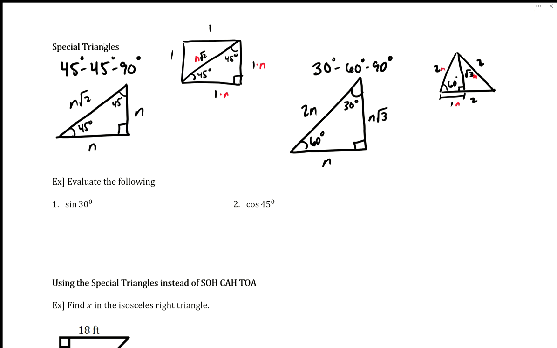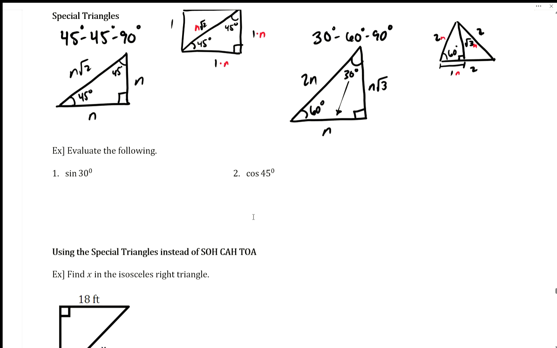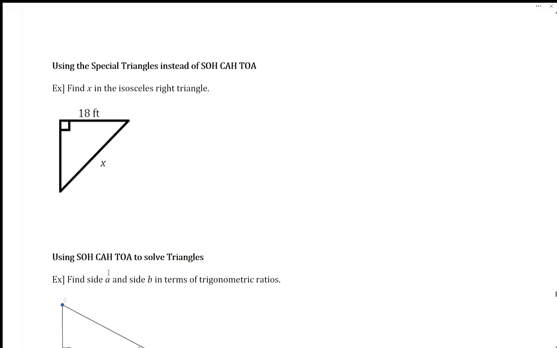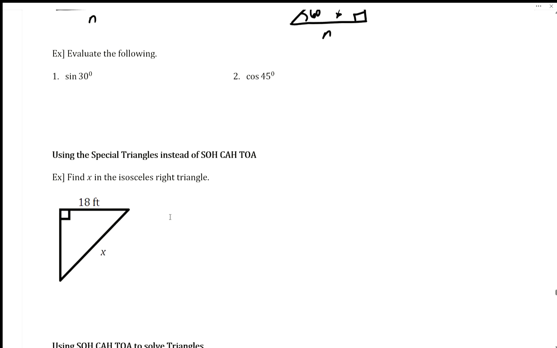Okay, so notice the 30 degree angle, so that's my focus, starts with n directly opposite. The hypotenuse is to double it, and then the medium side is to multiply by radical 3. Okay, so we set this up just like this. And there's two things that we do with them. We could either evaluate trig functions, or we could start to use them to solve different triangles. So we'll show those both here.